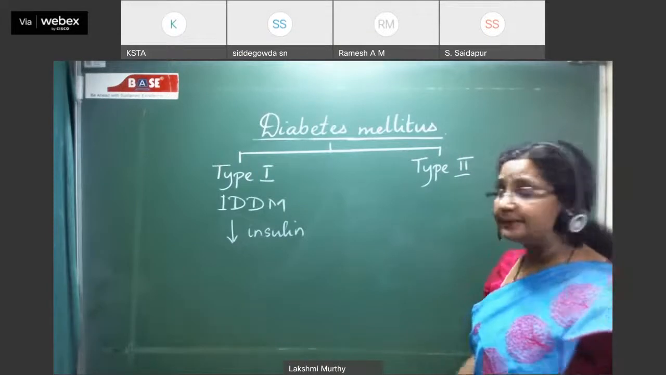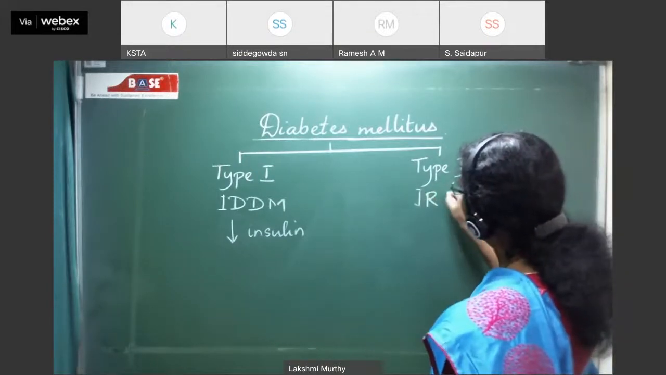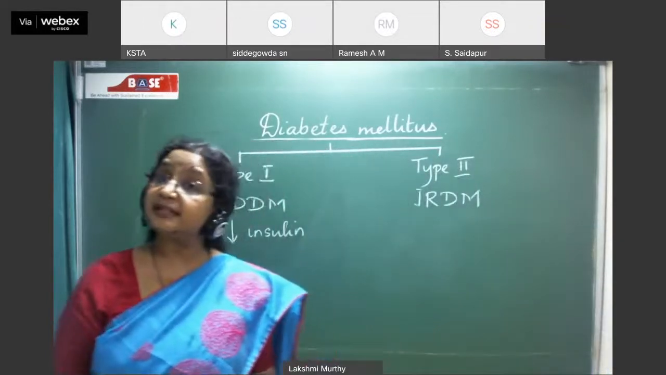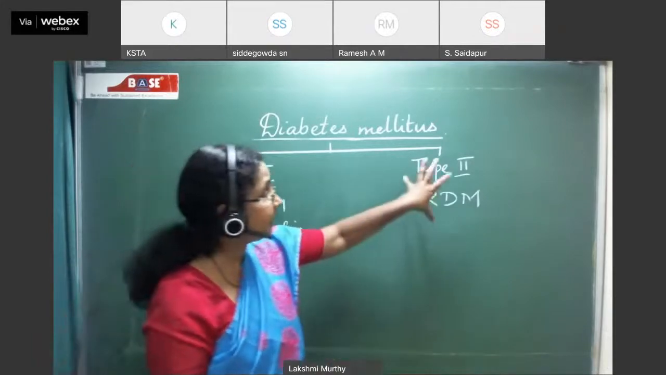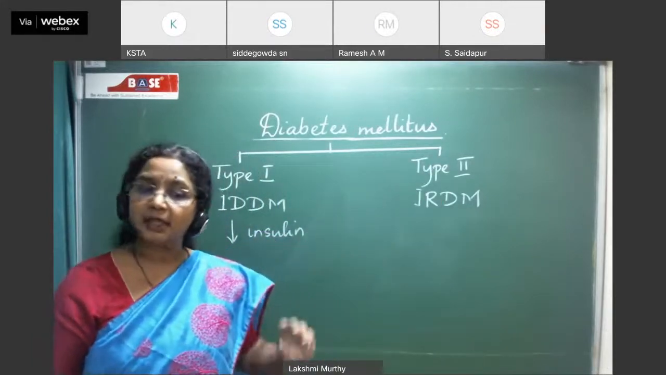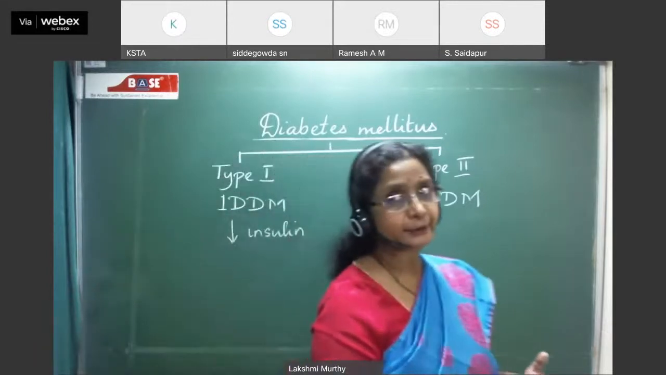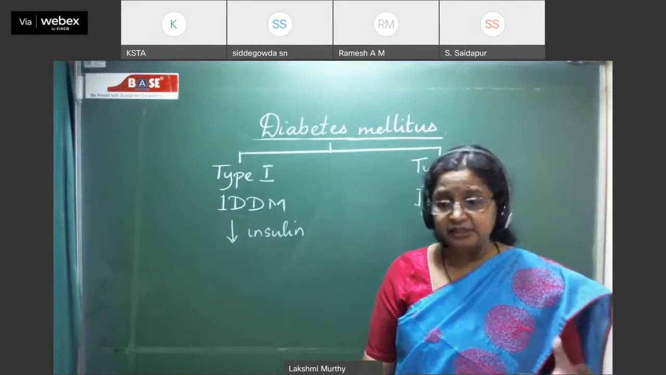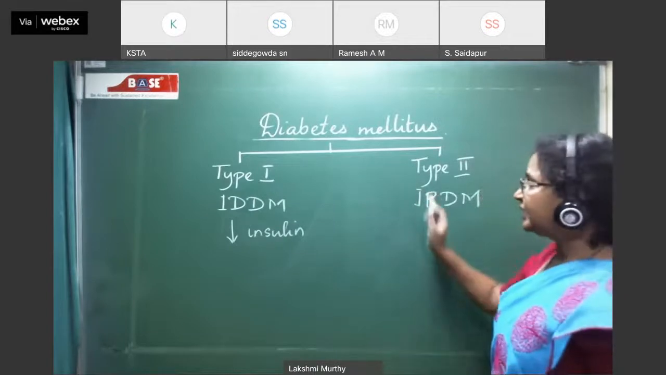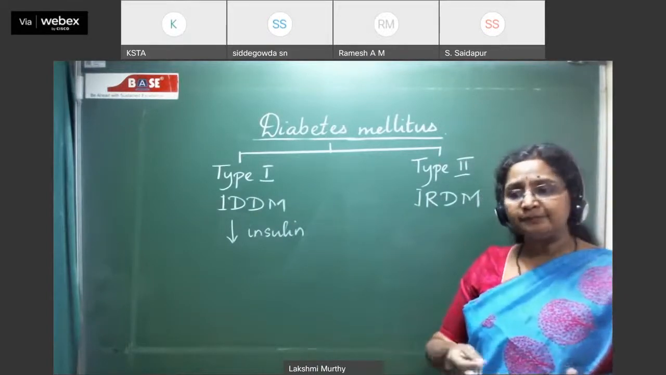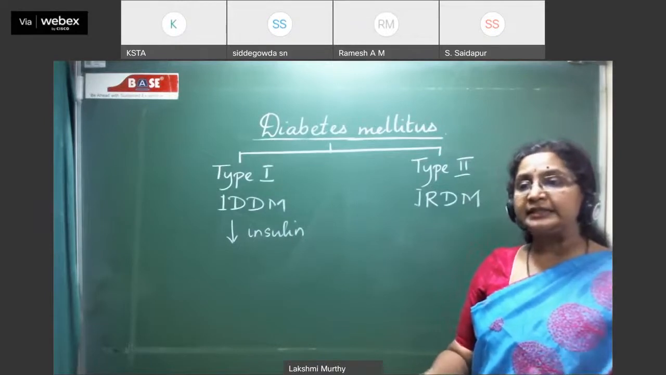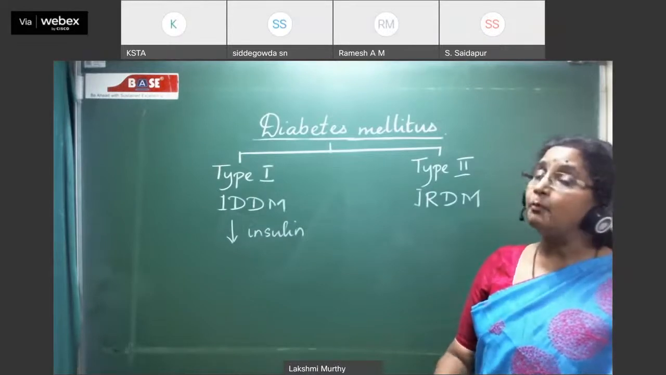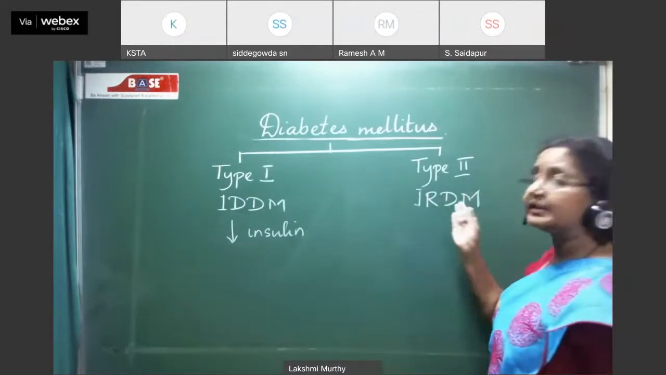Type 2 diabetes mellitus is called IRDM, insulin resistant diabetes mellitus, and India is the capital of type 2 diabetes mellitus. This is going to appear later in life. Maybe around 3 to 4 decades ago, the average age when a person would get this type of diabetes mellitus used to be in the 50s. But nowadays, the average age has come down to around 25 to 30. More and more youngsters are getting this type 2 disease.